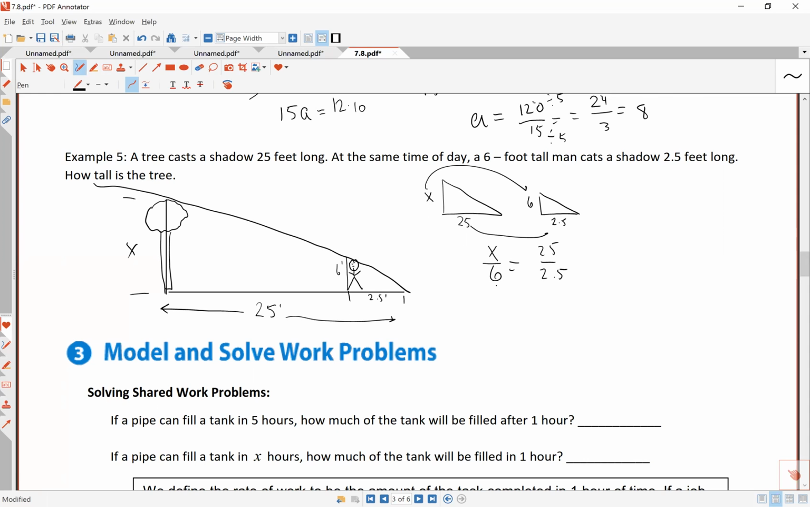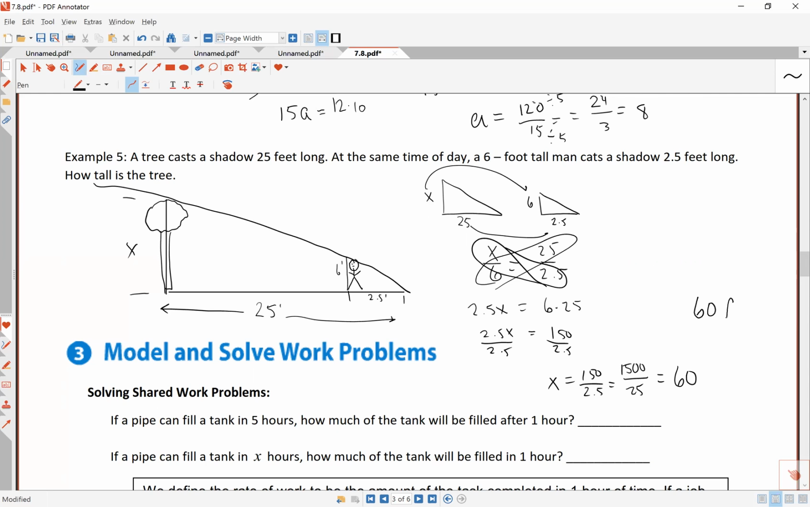We solve this by taking the cross products. 6 times 25 equals 2.5 times X. 6 times 25 is 150. We divide both sides by 2.5, and X is equal to 150 divided by 2.5. Let's see, that's 1,500 divided by 25, and 25 goes into 150 6 times. So we get 60 feet. The tree is 60 feet tall.